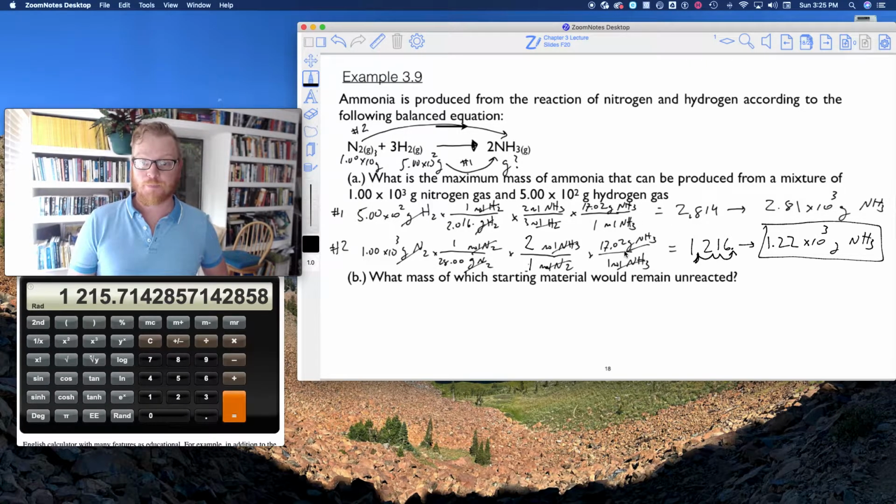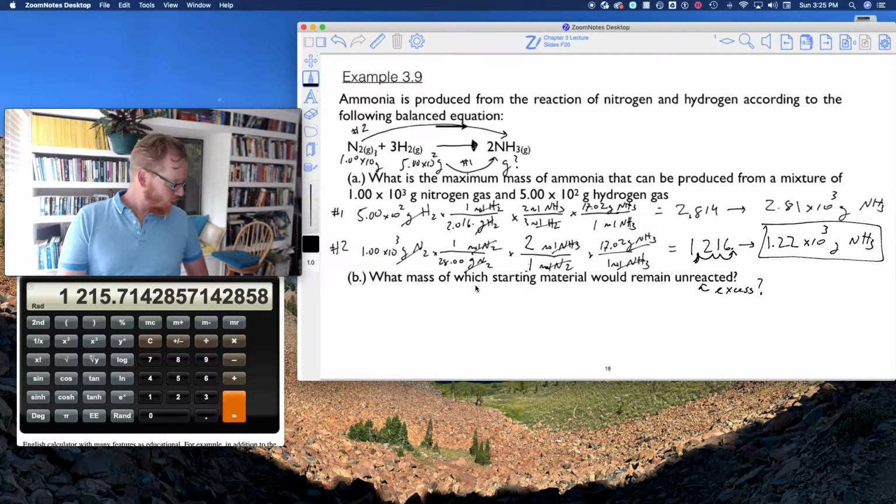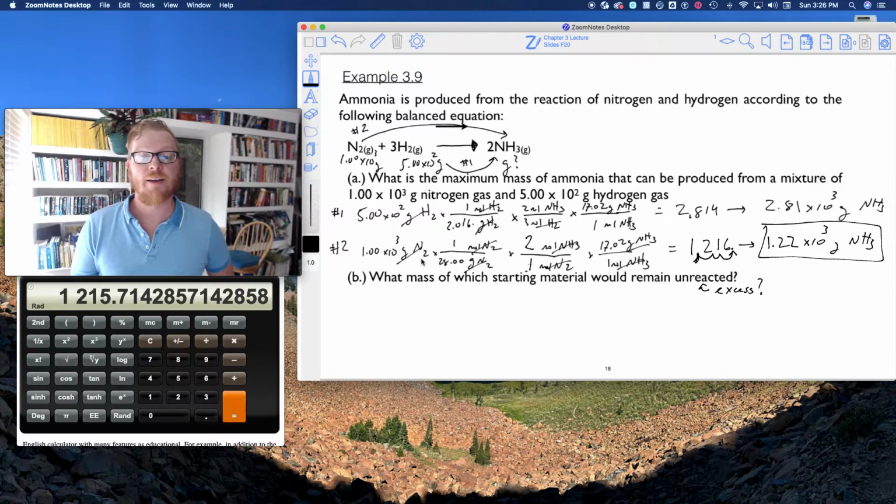Now it says what mass of which starting material would remain unreacted. What that means is which one is in excess? Which one do I have leftovers from? It's going to be the hydrogen. The way I know it's the hydrogen is because the hydrogen could possibly make a lot more ammonia than the nitrogen did. That means nitrogen is limiting.